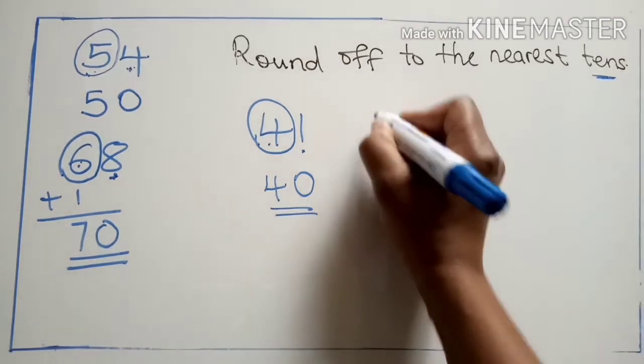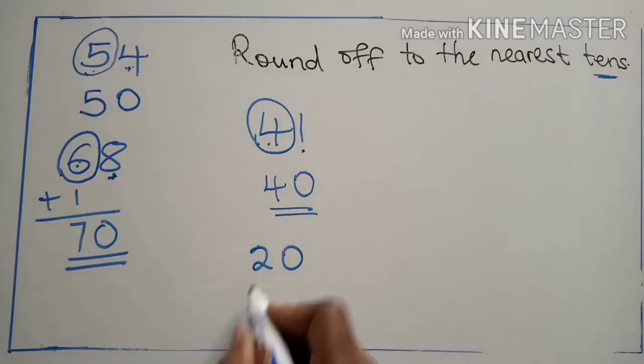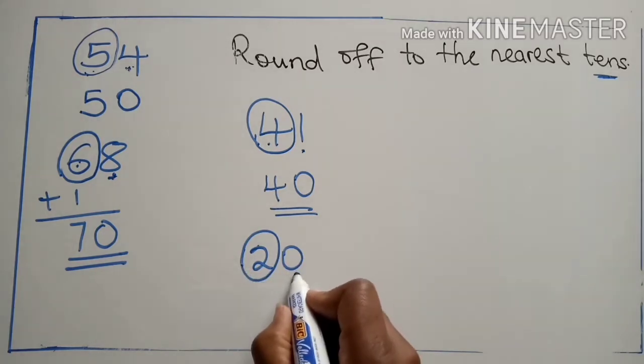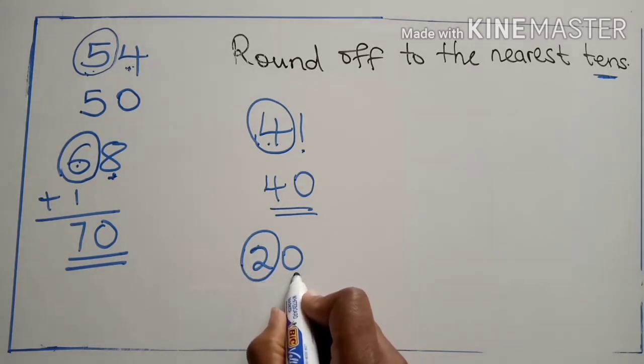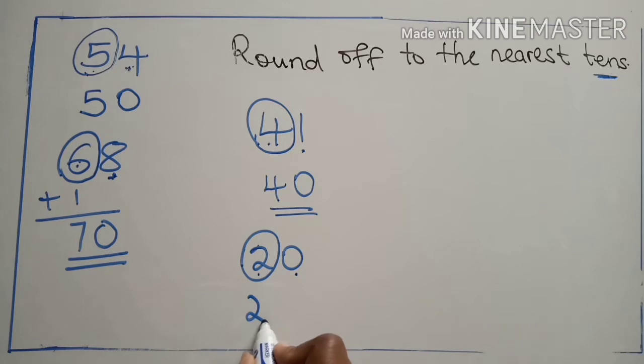We could do another example. Let's try rounding off 20 to the nearest tens. We are interested in these tens. And then because the number that is to the right is less than 5, we will round down. So rounding down means we will remain at 2, and then every number after that is converted to a 0. So our answer is 20. Rounding off 20 to the nearest tens is 20.